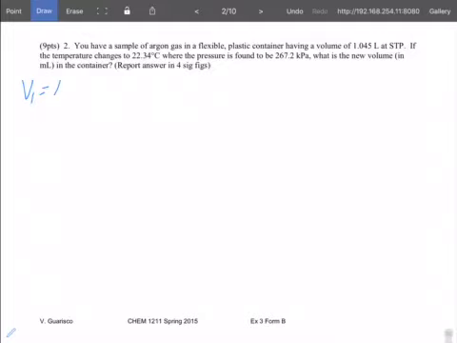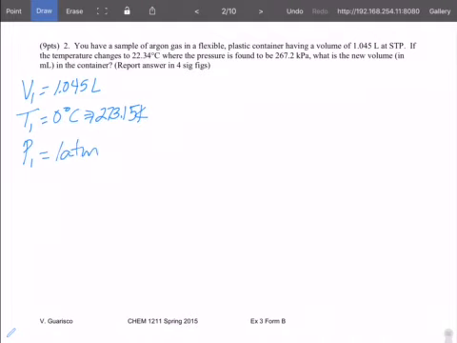The first volume is 1.045 liters. It's at standard temperature and pressure, which means standard temperature is 0 degrees C or 273.15 K, and standard pressure is 1 atmosphere.